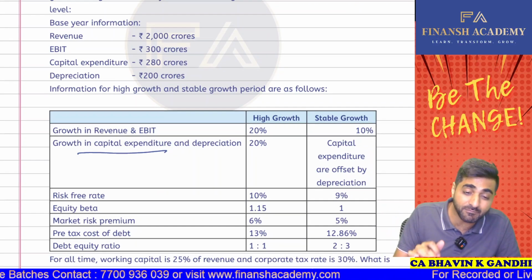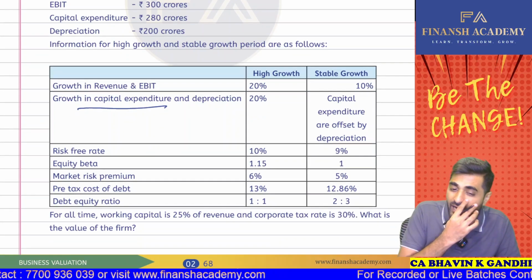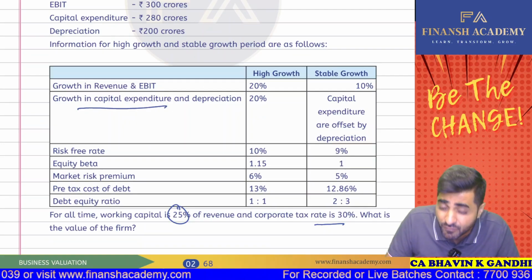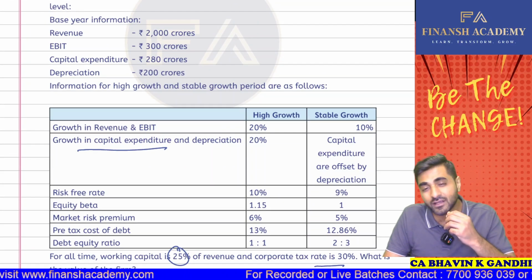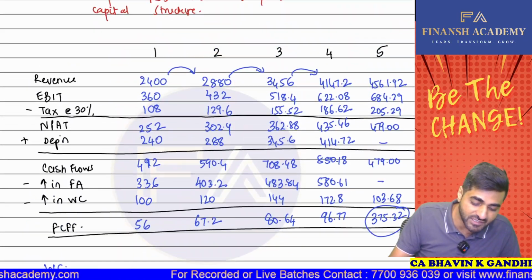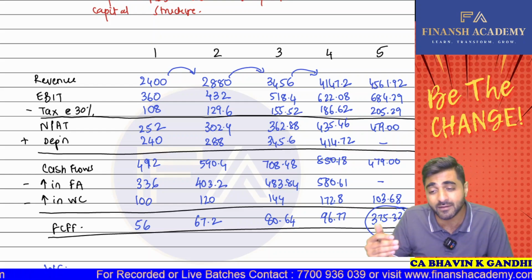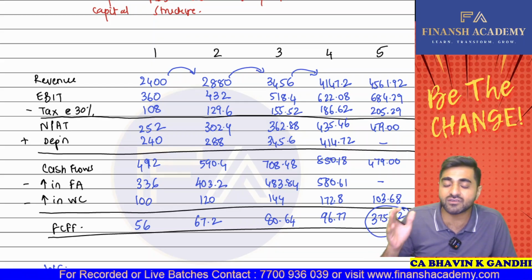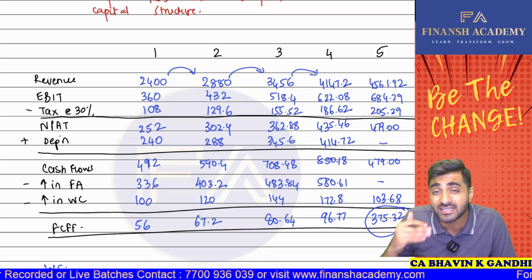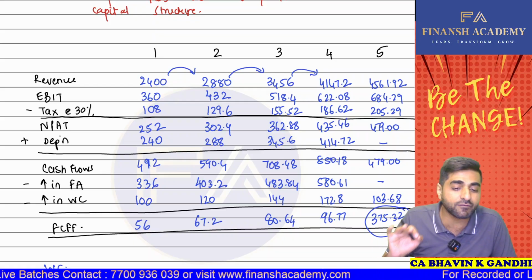We have the risk-free rate, we have beta, we have market risk premium, we have pre-tax cost of debt, we have debt equity ratio. And working capital is 25% of the revenue and the corporate tax is 30%. What is the value of the firm? So we are required to calculate the value of the company. For that, we will need the income statement. So this is our format of income statement. We have revenue, we have EBIT from which we subtract tax, we'll get NPAT. We add back the amount of depreciation, we'll get cash flows. Now from these cash flows, we subtract the increase in fixed assets, the increase in working capital, and ultimately we'll get the free cash flow for the firm.